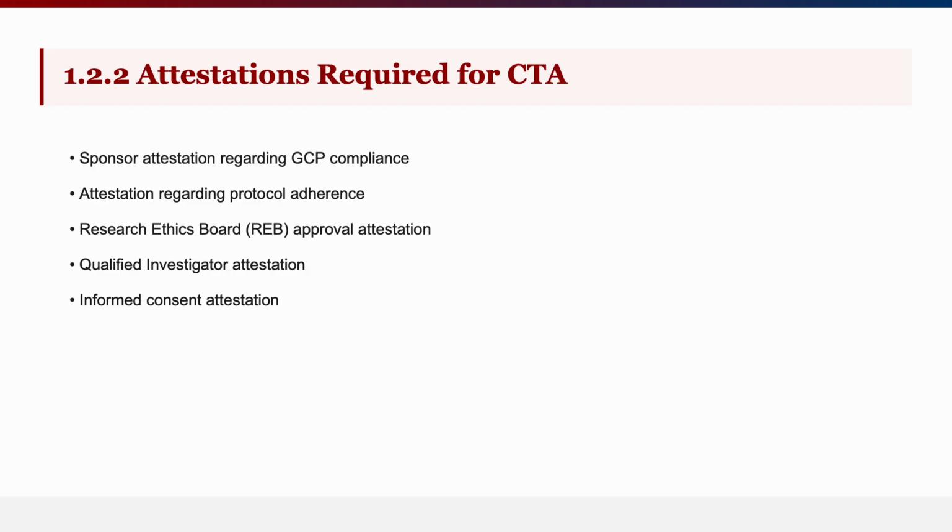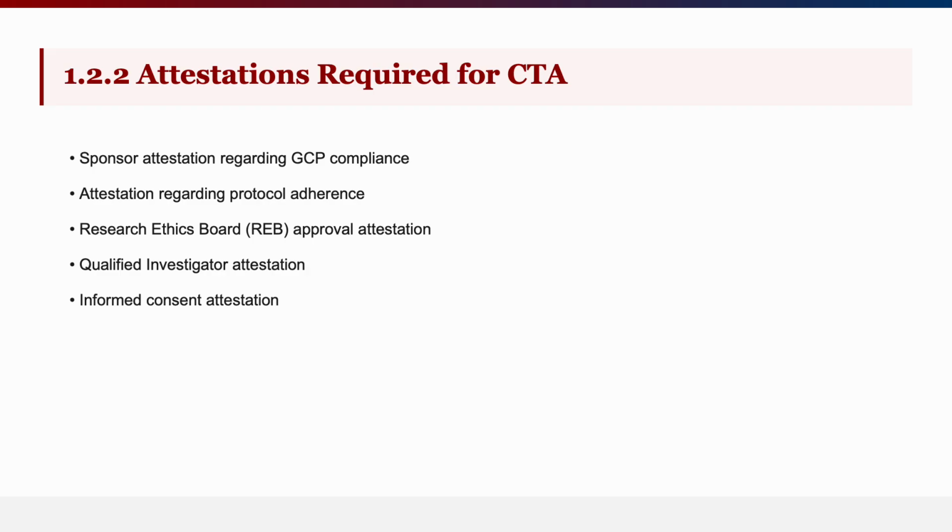Research Ethics Board approval is a critical requirement in Canada. The sponsor must attest that the protocol has been or will be reviewed and approved by a properly constituted REB before any Canadian subjects are enrolled. Note that REB approval isn't required before CTA submission, but it must be obtained before trial initiation.